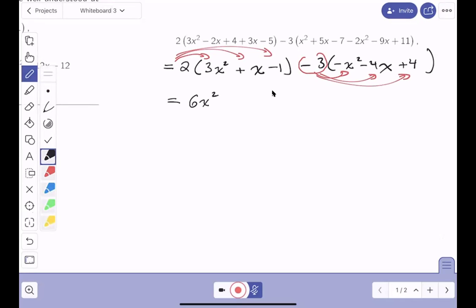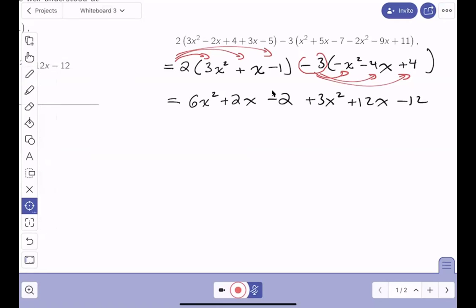6x squared plus 2x minus 2. Minus 3 minus x squared is plus 3x squared. Minus 3 times minus 4x is plus 12x. Minus 3 times 4 is minus 12. All right, what I'm going to do now, combine like terms. 6x squared plus 3x squared is 9x squared.